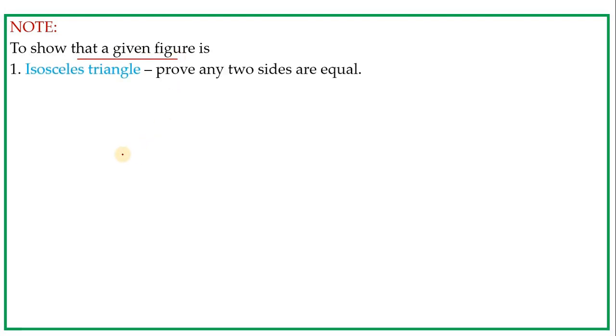Next, let us move on to some notes. To show that a given figure is an isosceles triangle, we have to prove that two sides are equal.